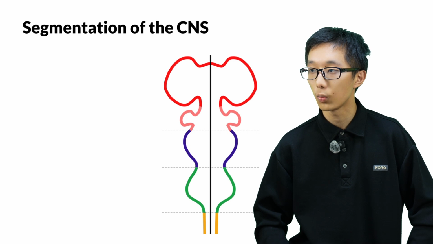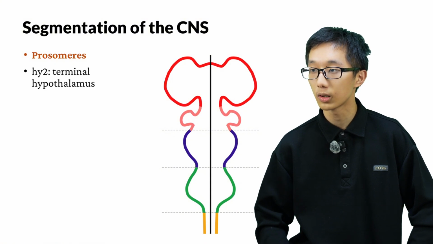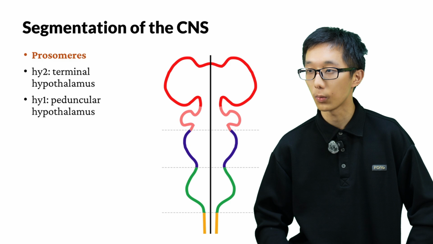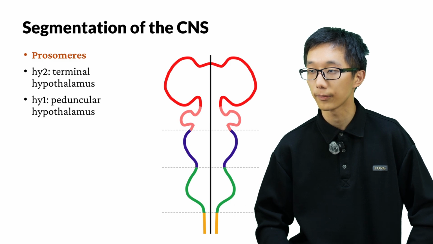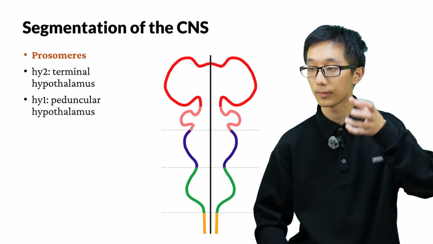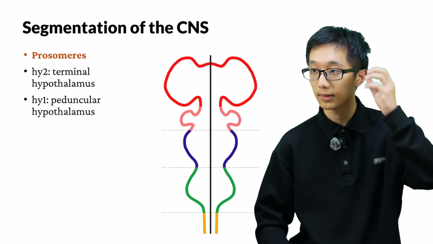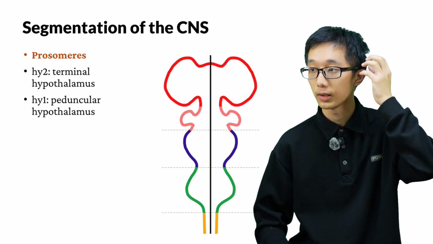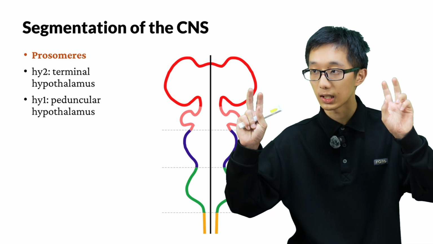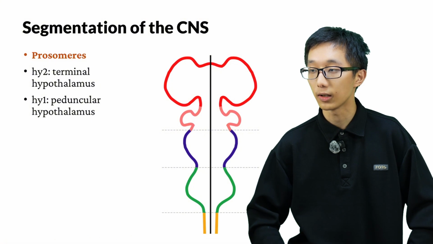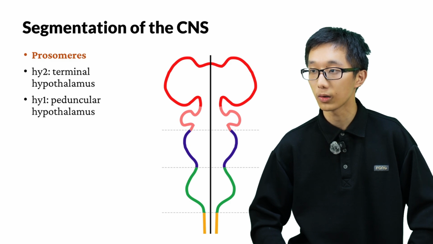Let's get into a one-by-one analysis of the 3 segments. First, prosomeres. HY2 is the terminal hypothalamus. HY1 is the peduncular hypothalamus. Terminal means at the end, so it is the very tip of the hypothalamus. And peduncular means related to the peduncles. The peduncles are the feet of the brain, because ped is a root for feet. The brain peduncles are where the brain connects to the brain stem, and that's why peduncular hypothalamus.